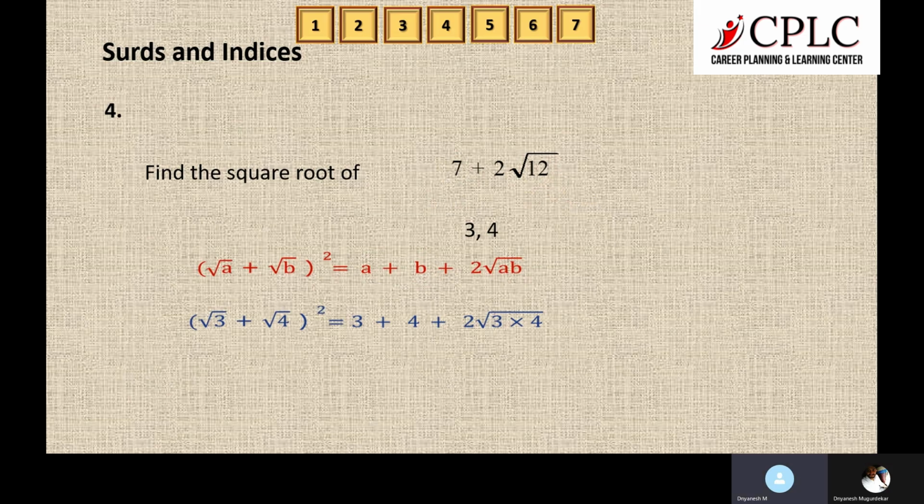But if you remember, we were supposed to find the square root of that. And when we find the square root of that, we'll have to also take the square root on the left hand side. So on the left hand side, when you take the square root, square and square root will get cancelled and you will be left with root 3 plus root 4.